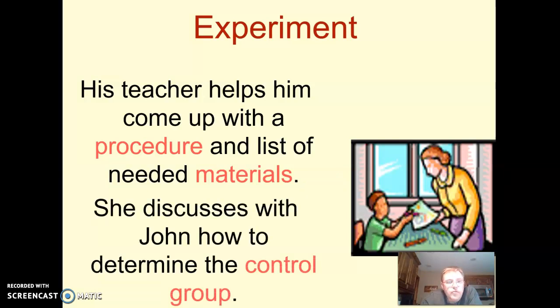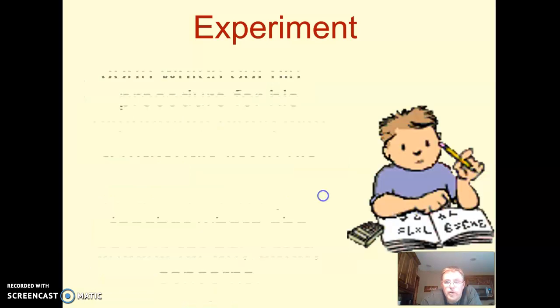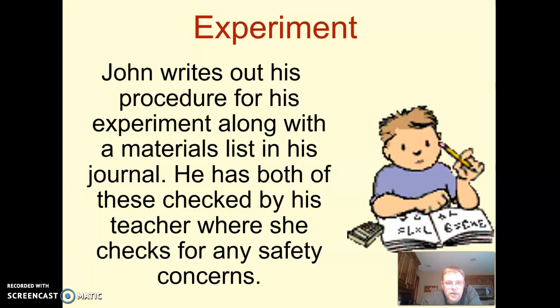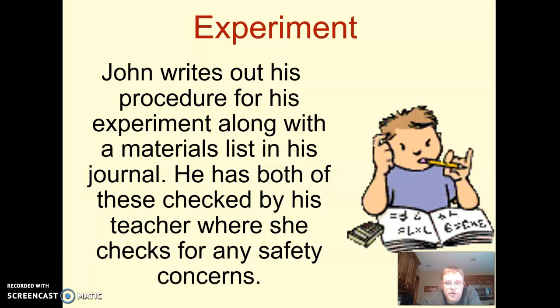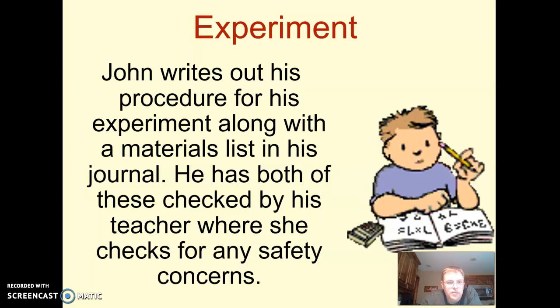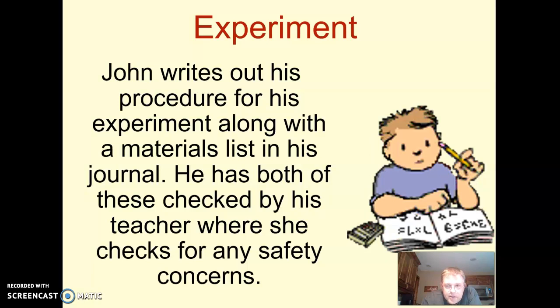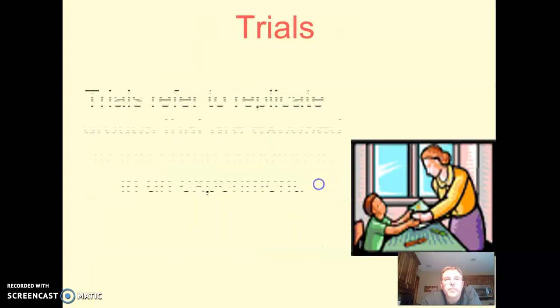And there it mentions control group again, how to determine the control group. So John writes out his procedure and materials list in his journal. Kind of looks like he's using a math journal there again. A little worried about our man John, actually. Checking for safety concerns. Yeah, don't chew on your pencil, John. That's a safety concern.